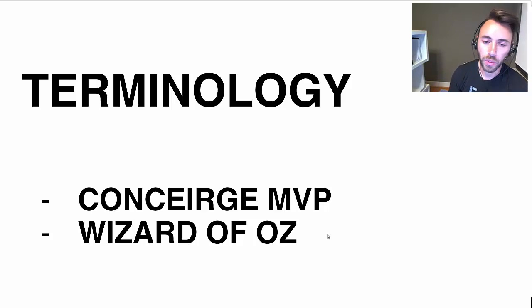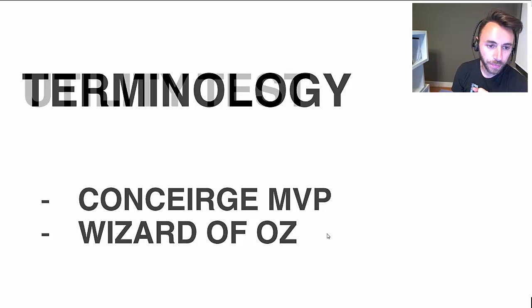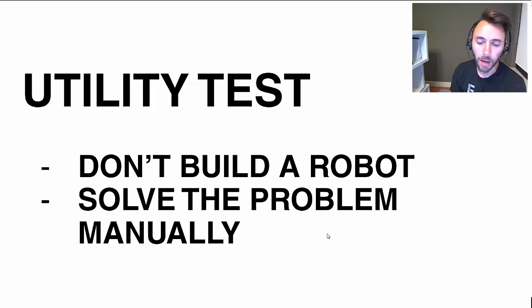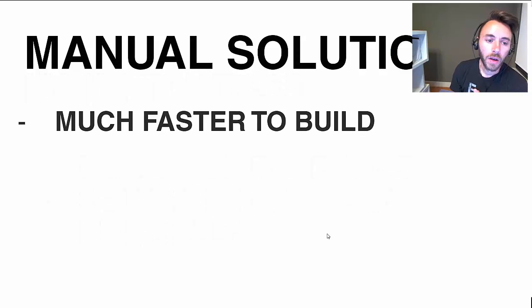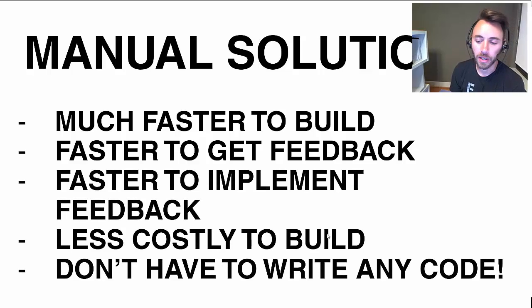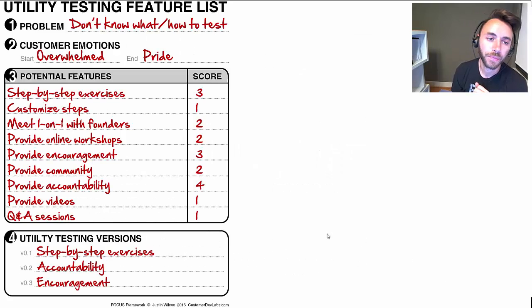We're just calling it a manual utility test, and you can choose whether or not you tell the customer you're doing it, or whether you're just doing it behind the scenes. So for utility testing, remember that you don't want to build a robot. Now is not the time for building a robot. You want to solve the problem manually first, and then we'll go build your robot. So just to recap, manual solutions are faster to build, faster to get feedback, faster to implement the feedback, less costly to build, and don't require any code.